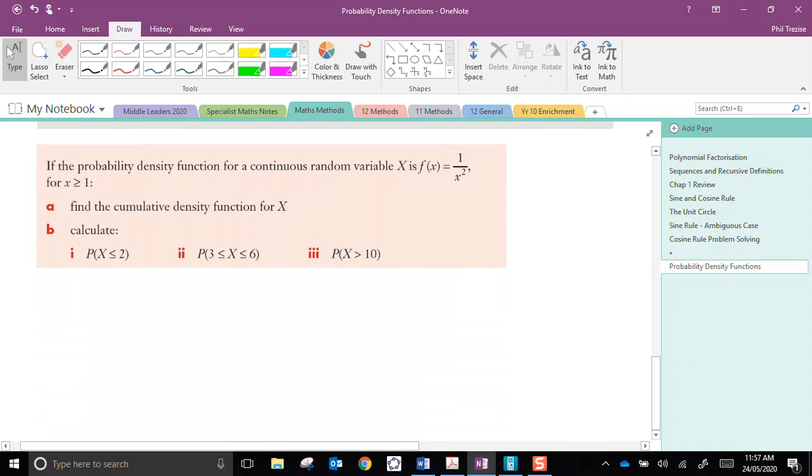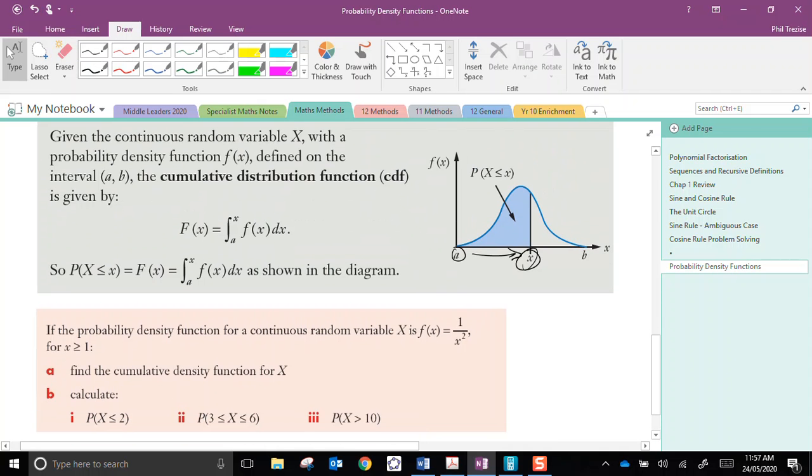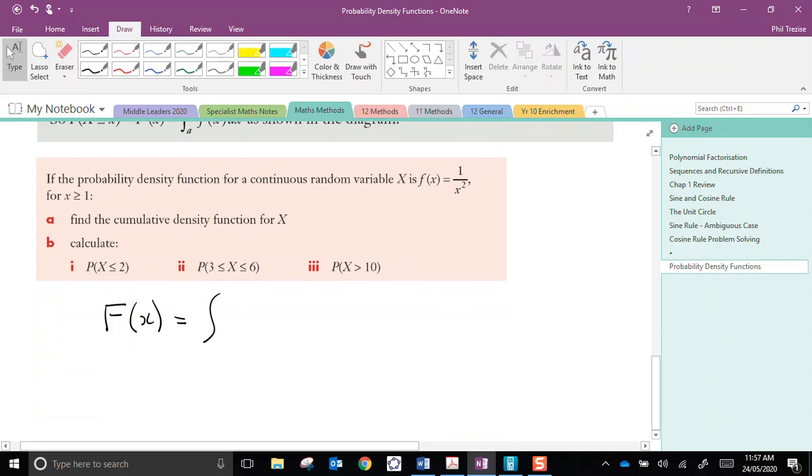Now, let's see this in action. We've been told a probability density function for a continuous random variable x is 1 over x squared, as long as x is greater than or equal to 1. Find the cumulative density function. So here we go. The cumulative density function is the integral from the lower limit, which in this one is 1, up to the variable x of our function, 1 over x squared dx.